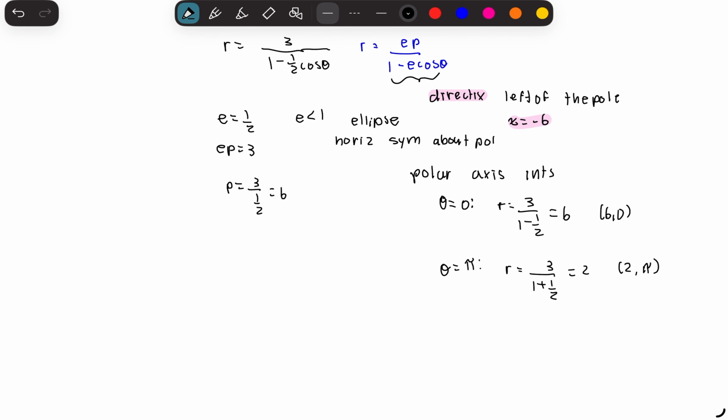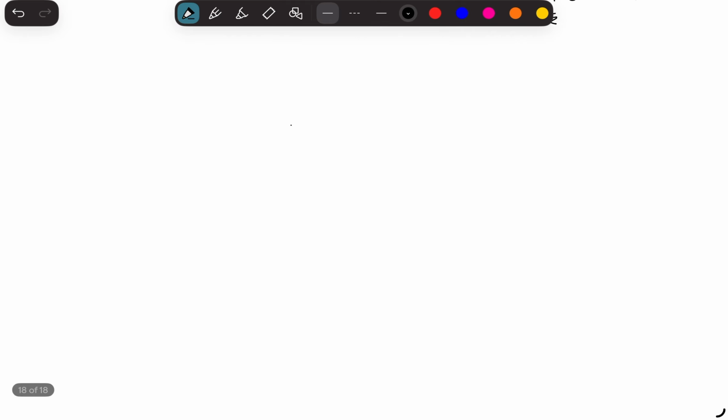Now, moving on to our next example, we are going to have r is equal to 9 over 3 plus 3 cosine theta, and we're going to put this into proper form. So we can factor out that 3. So that's going to be 9 over 3 times (1 plus cosine theta). Now, you can actually divide that out, and you can get rid of that 3. And that's going to be r is equal to 3 over 1 plus cosine of theta.